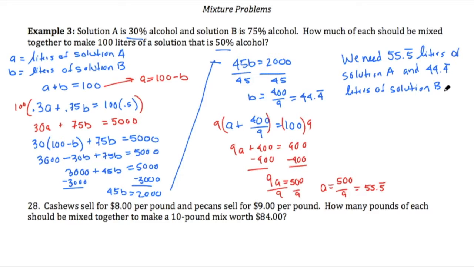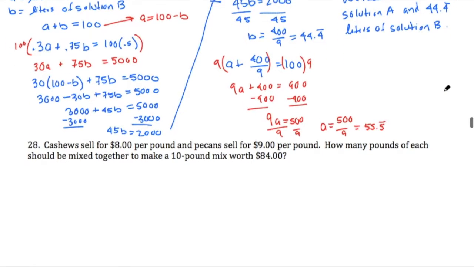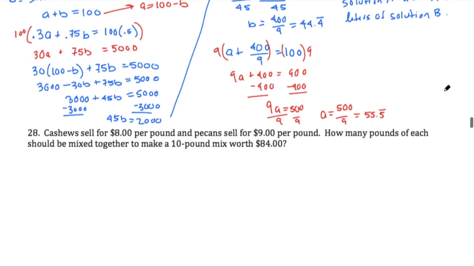Let's look at another example. It will look a little bit different, and we want to make sure we recognize them as the same problem. So that one we were literally dealing with chemical mixtures. But a mixture doesn't have to be acids, bases, and liquids. We can mix physical things, like in this example, a mixture of nuts. So here we have cashews sell for $8 per pound, and pecans sell for $9 per pound. How many pounds of each should be mixed together to make a 10-pound mix worth $84?